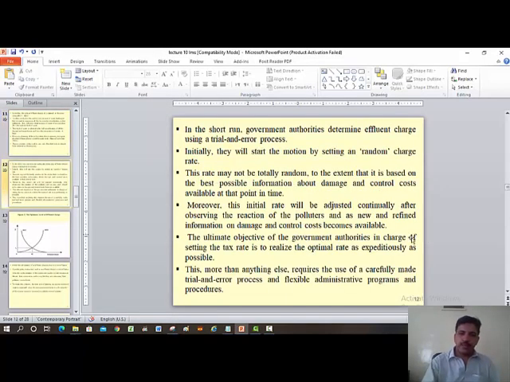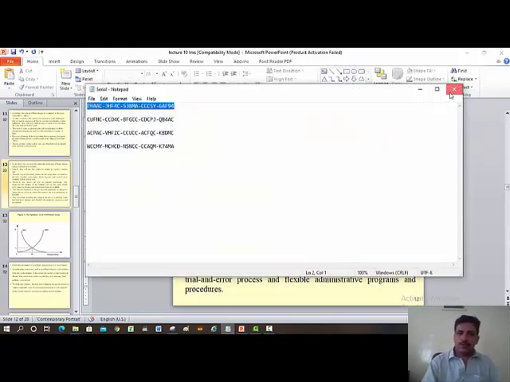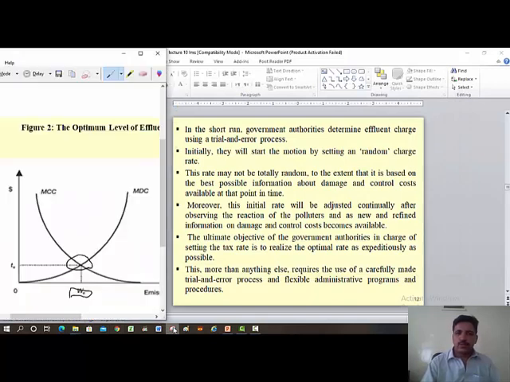Optimal charge can be achieved in the long run. So, what we do in the short run is the government authorities determine the effluent charge using a trial and error process. It fixes one level and looks at the result. Then, looking at the result, it improves. It brings a further improvement by changing that effluent charge till the optimal level is achieved. It is a long run process.